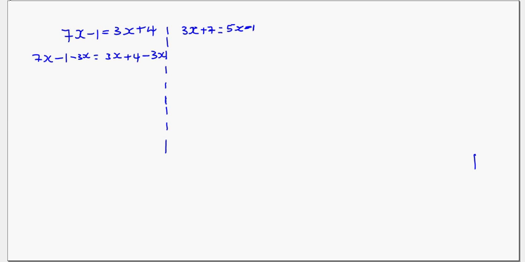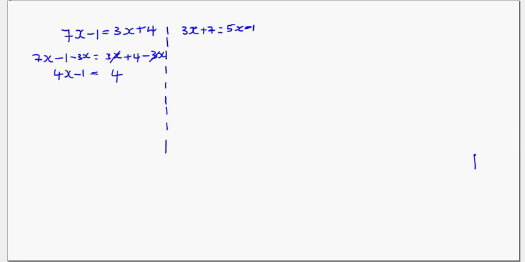So what is going to happen is that you're going to have 7x minus 3x is 4x. The minus 1 is still there, and that's equal to the 3x minus the 3x. We know that we wanted to get rid of it, so that's why we did it in the first place. And then we have plus 4 on this side here.